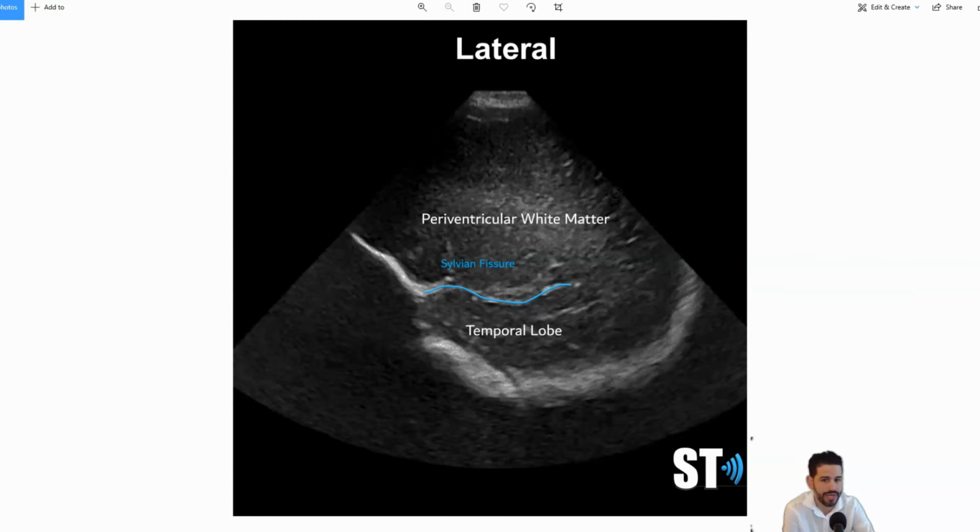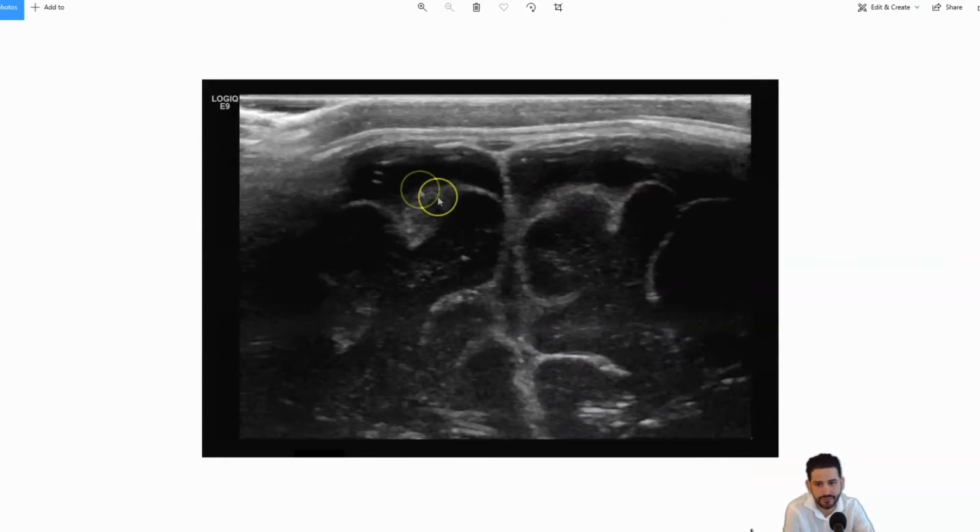And then all the way lateral, you're going to get the periventricular white matter, the Sylvian fissure or lateral sulcus in parasagittal, separating the frontal and occipital lobes from the temporal lobes. And here's the view of the extra-axial space again. You see there's some fluid here, which is normal.